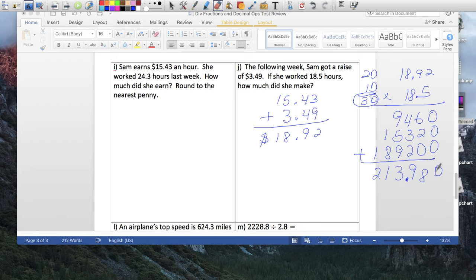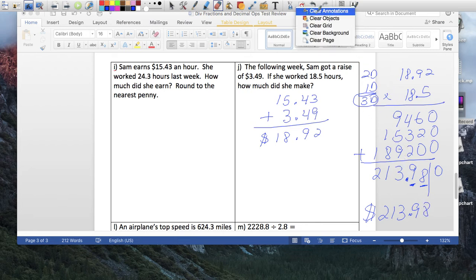And then, like I said, we're talking about money, so we have to round to the nearest penny, right? 2 decimal places. We're going to make a little cut, and that 0 has no power to round this up. It's just going to remain. So the final answer just stays the same, $213.98. So that's how much she makes with her new hourly wage.